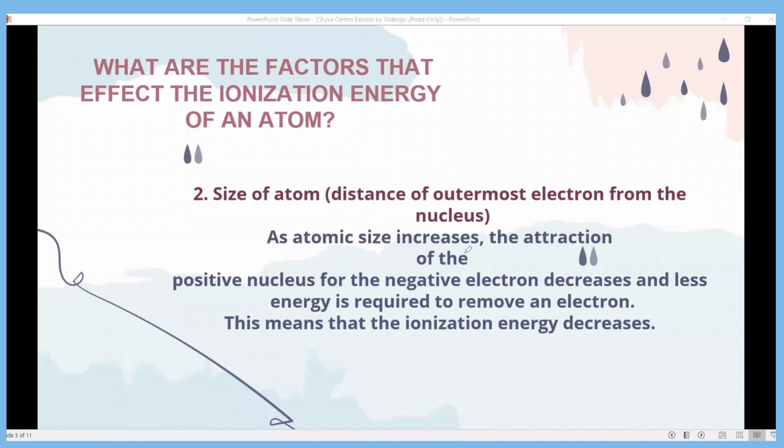As atomic size increases, the attraction of the positive nucleus for the negative electron decreases because of the distance between the nucleus and the electron, and less energy is required. When the attraction is less, it is easy to remove that electron, so the ionization energy to remove that electron is less. This means that the ionization energy decreases when the atomic radius of an atom increases.